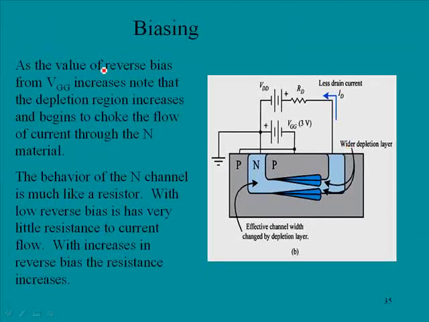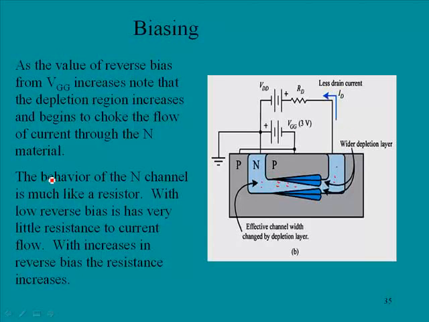Okay, as the value of reverse bias from VGG increases, note that the depletion region increases and begins to choke the flow of current through the N material. Now it was 1 volt on the previous screen, now it is 3 volts, and you'll notice that the depletion region here is becoming larger. Electrons want to go from here over to here, but they are literally being choked, and we're experiencing increasing resistance in the channel and decreasing flow of current through it.